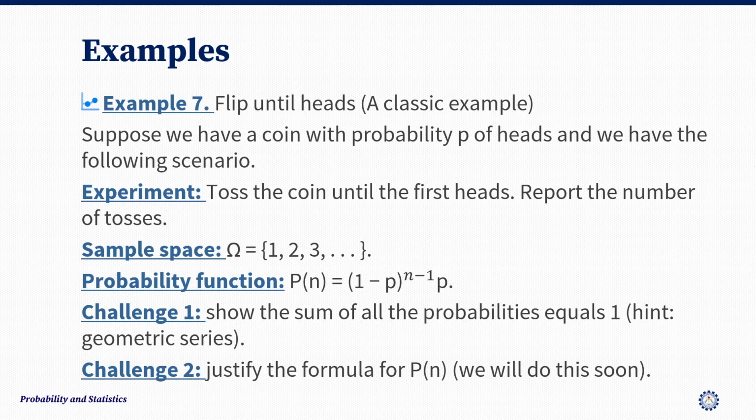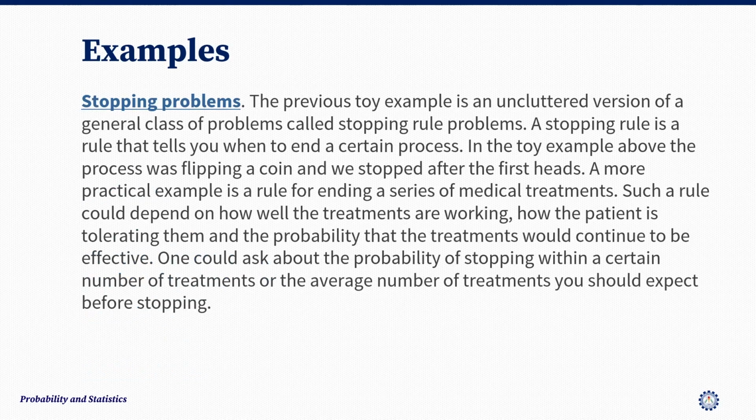Our probability function here will be the probability of n is equal to 1 minus p, or the probability of heads, raised to n minus 1, multiplied by the probability of heads. Our first challenge here is to show the sum of all probabilities is equal to 1. Our second challenge is to justify the formula for the probability of n. We'll do this soon. The previous toy example is an uncluttered version of a general class of problems called stopping rule problems.